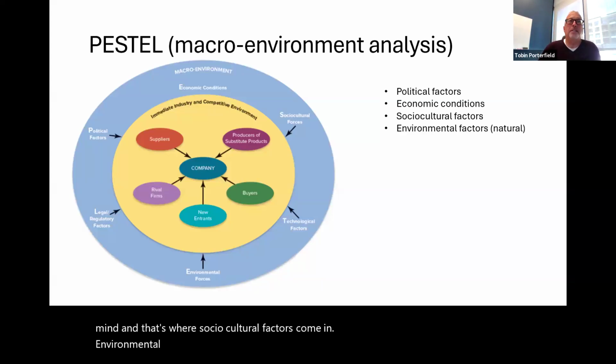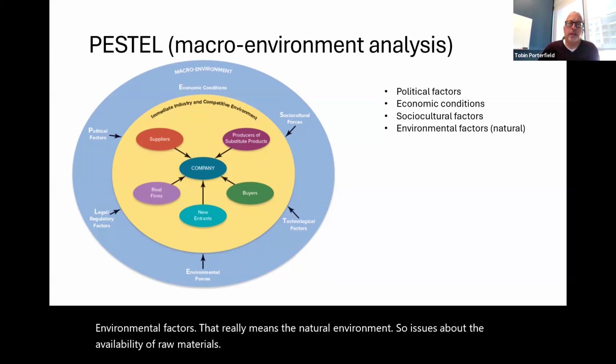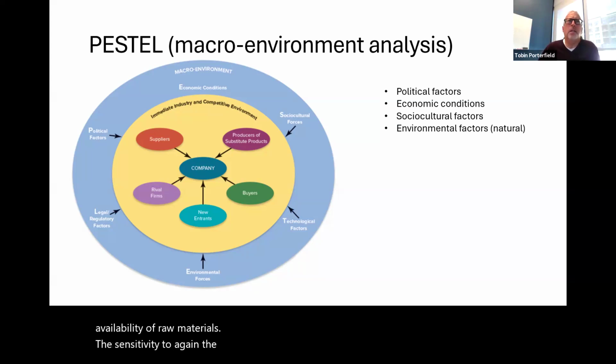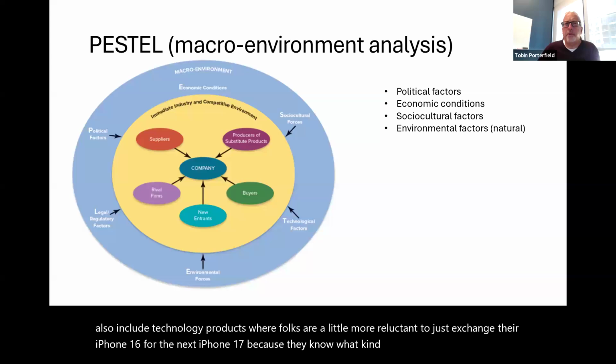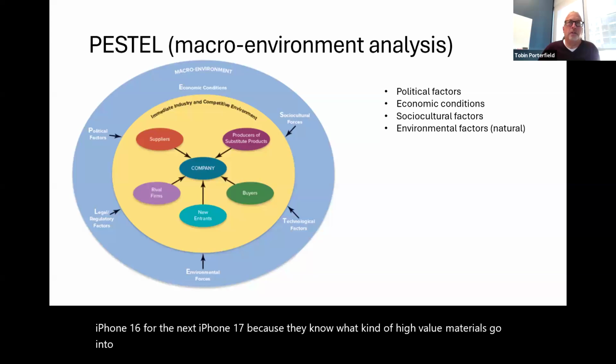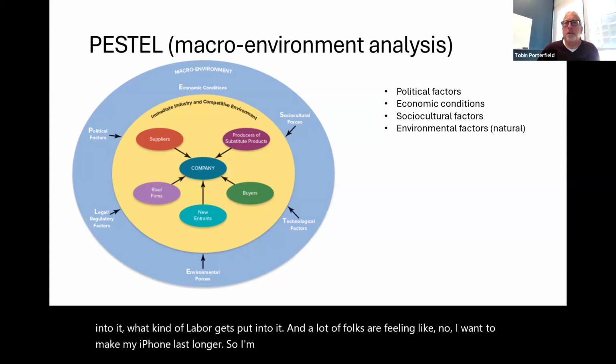Environmental factors really means the natural environment. So issues about the availability of raw materials, the sensitivity to, again, the recycling, the waste that comes from some products. That might also include technology products, where folks are a little more reluctant to just exchange their iPhone 16 for the next iPhone 17 because they know what kind of high value materials go into it, what kind of labor gets put into it. And a lot of folks are feeling like, no, I want to make my iPhone last longer. So I'm not going to just immediately upgrade.